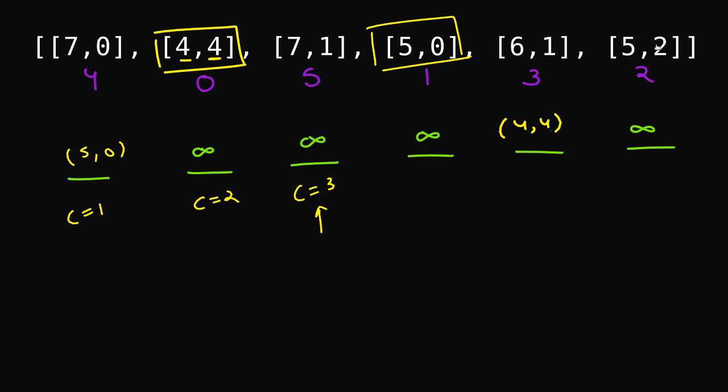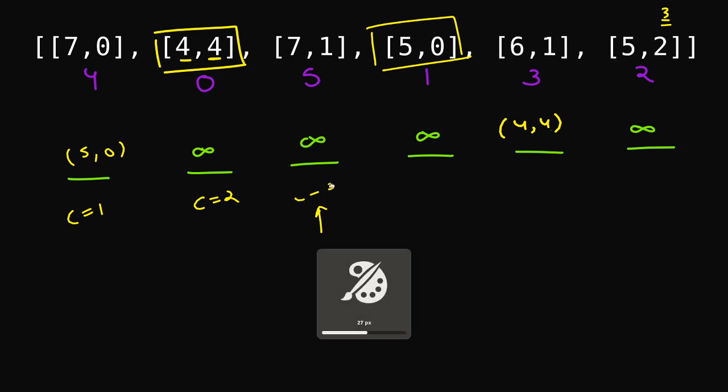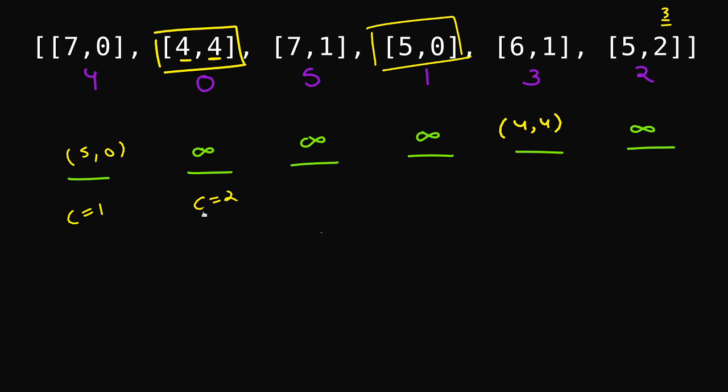Why? Because if I have to place 5 comma 2, that means that 5 will actually come at the third position, because 2 people are there already in front of this 5 who are having the height of greater than or equal to 5. So this is where I place 5 comma 2.